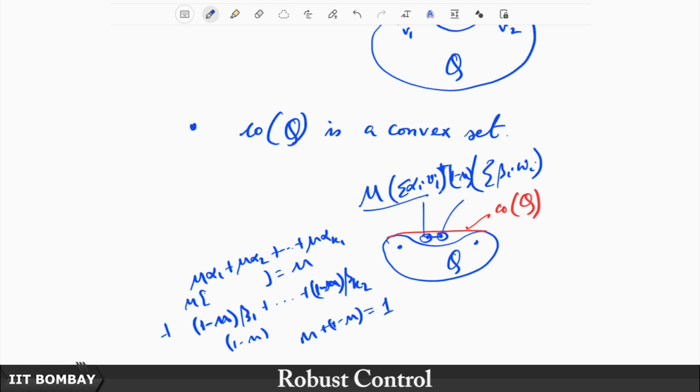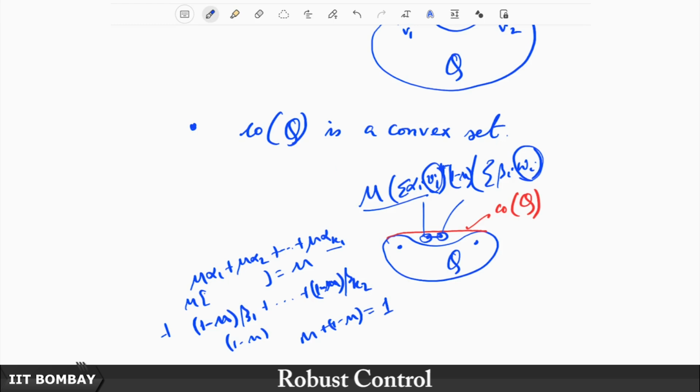So therefore, if we take a convex combination of the vi's, k1 of these fellows, and a convex combination of these wi's, k2 of these fellows, then the convex combination of k1 plus k2 of those fellows is basically a point here. So therefore this must be inside the convex hull, right. That is precisely the definition of it, because all these points are essentially coming from the set Q, right.